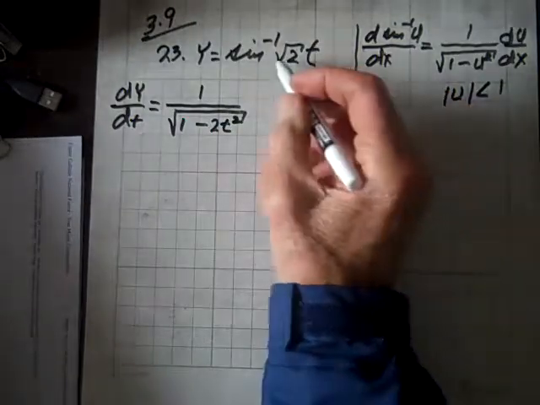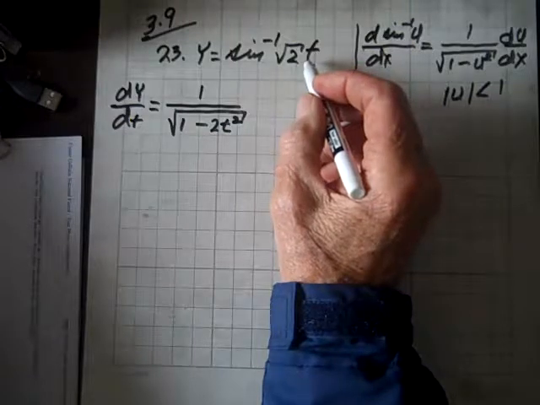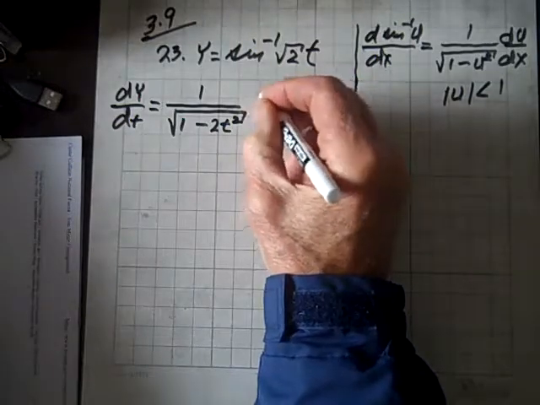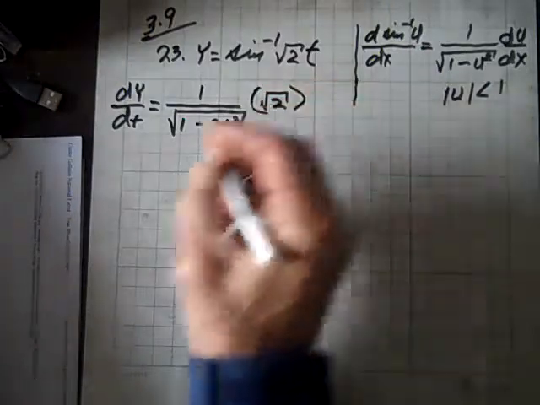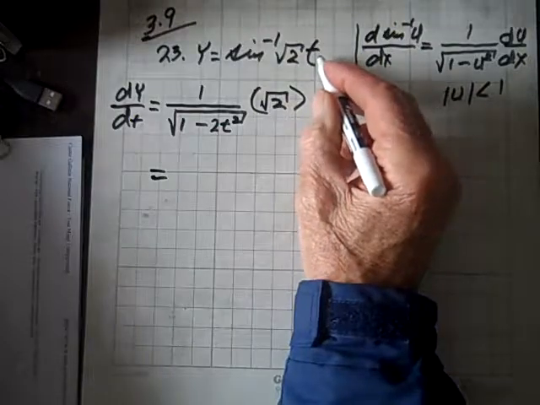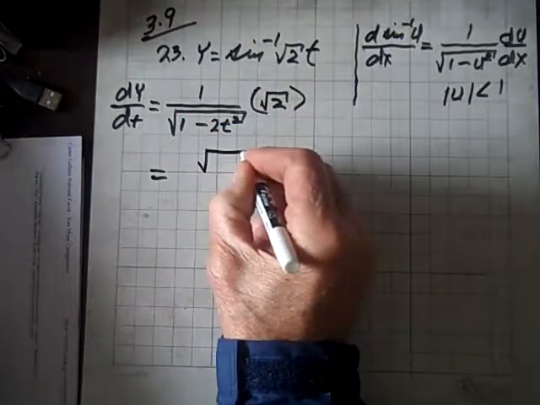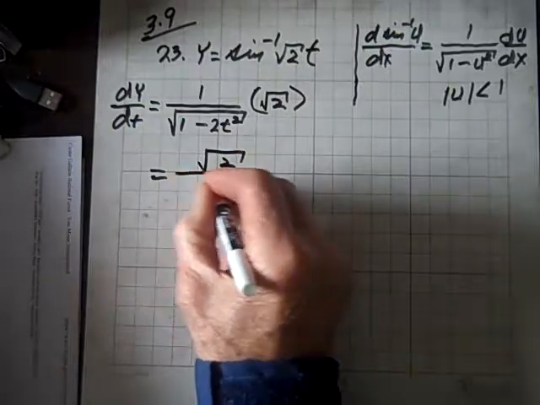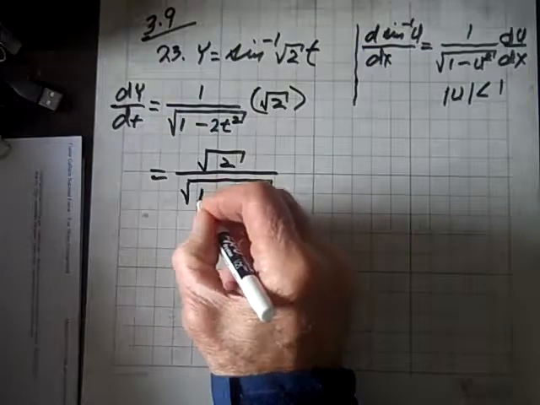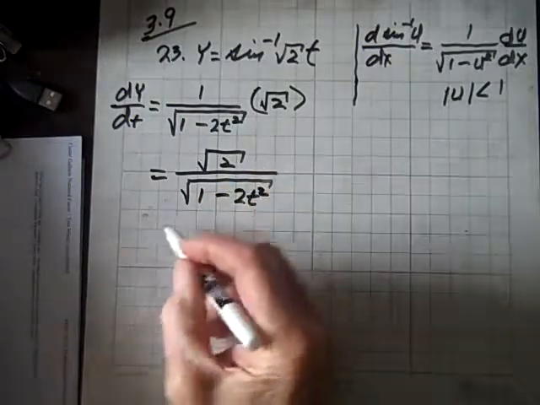Then we take, by the chain rule, we go inside and take the derivative of root 2t, and what we get out of that is root 2. So, and dt, which is 1, by the way. So this gives us root 2 over the square root of 1 minus 2t squared, and we're done.